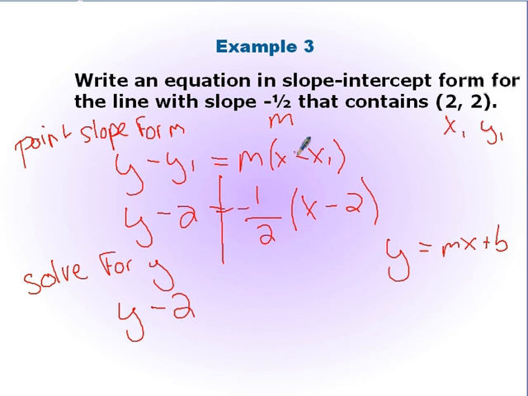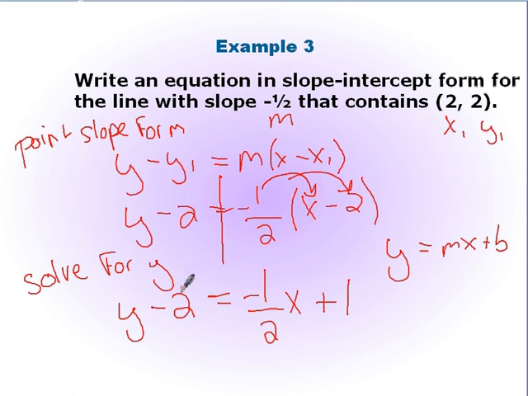Okay, and then we're going to simplify the right side. So we're going to distribute this negative 1/2 through the parentheses. Copy down that equal sign. Negative 1/2 times x is negative 1/2 x. Negative 1/2 times negative 2, well, a negative times a negative is a positive, so we'll put down a plus sign. 1/2 times 2 is just 1. 2 divided by 2 is 1.